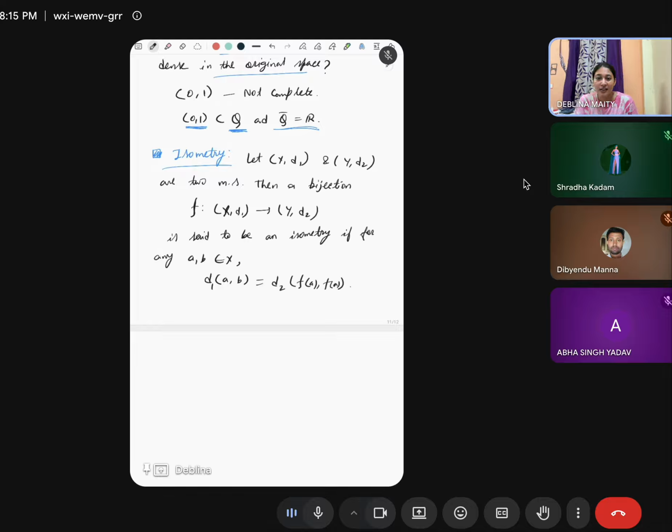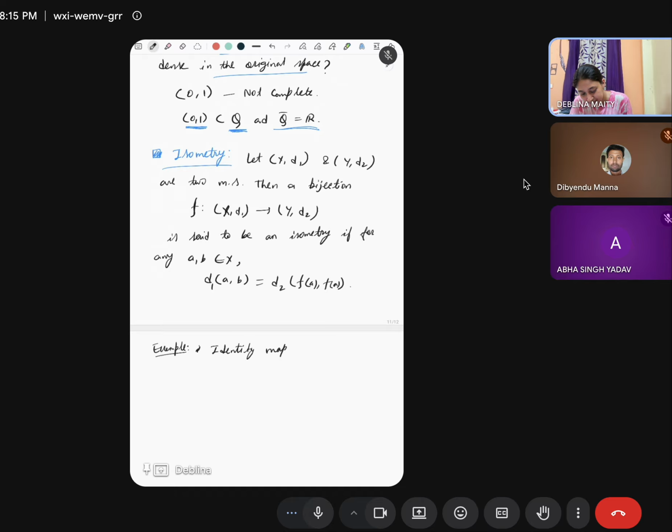So an example of isometry is the identity mapping. The identity mapping always preserves the distance. It means the identity mapping I from (X,d1) to (X,d1); the metric has to be the same. This is clear.